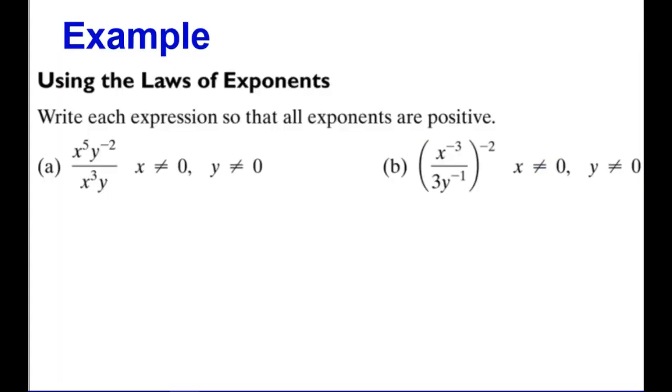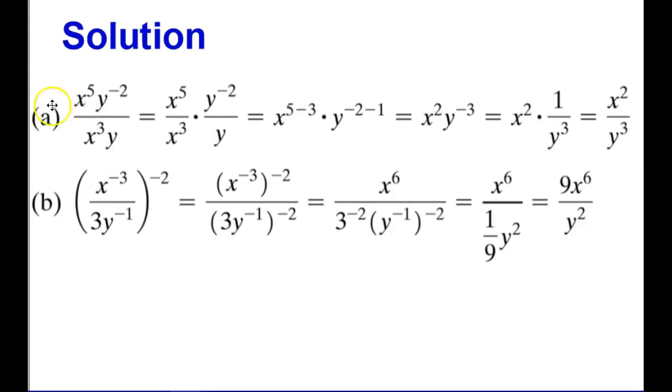Okay. So here are a couple of examples just using those laws of exponents. First thing we always want to do is get rid of the negative exponents, and then we can simplify from there. So here are the solutions. So the first thing I do is I kind of separate out what I'm looking at, my x's and y's, and I get rid of my negative exponents, and I see I'm dividing, so I can go ahead and subtract those exponents that I'm given.